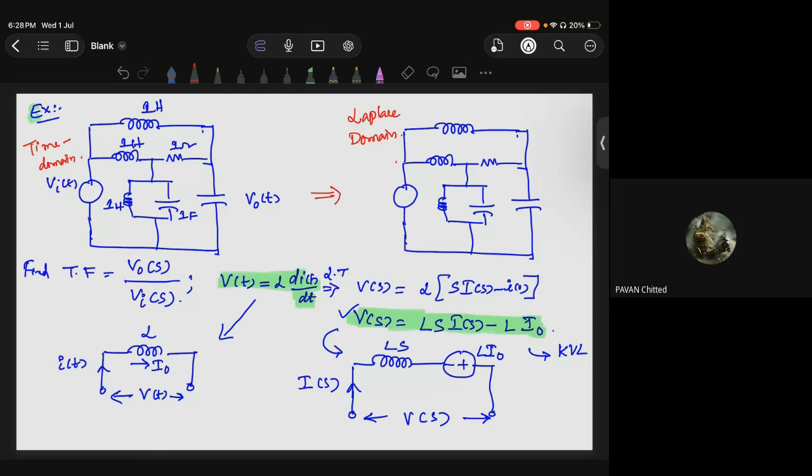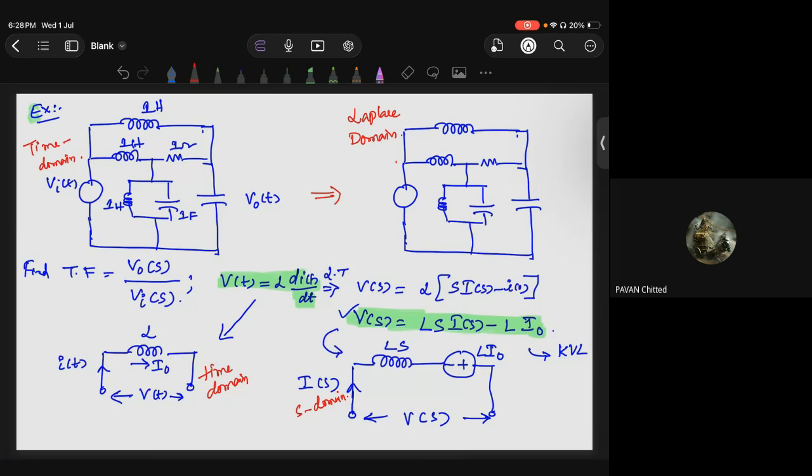So simply this is time domain. This is S domain or Laplace domain. Is this clear? Yes, sir.